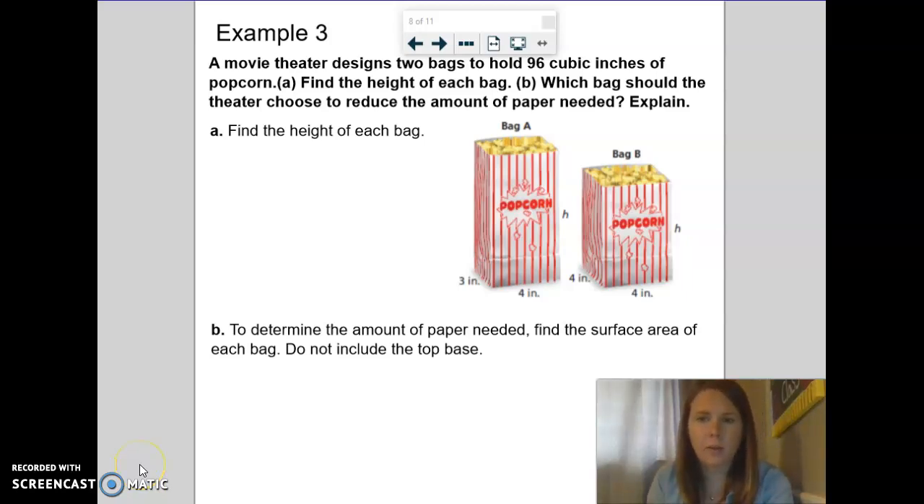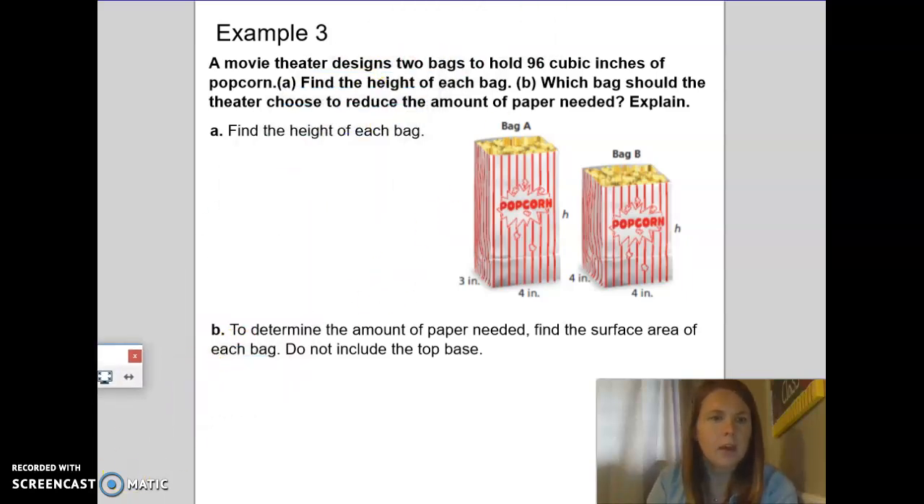Remember that this is part 2 of lesson 14.4. So make sure that if you haven't watched part 1, you go back and watch part 1. Again, this is for 7th grade. Make sure that you have already watched part 1, okay?